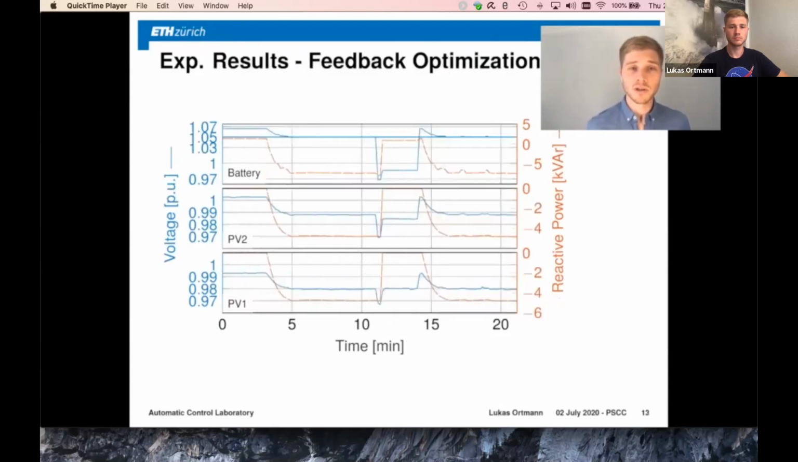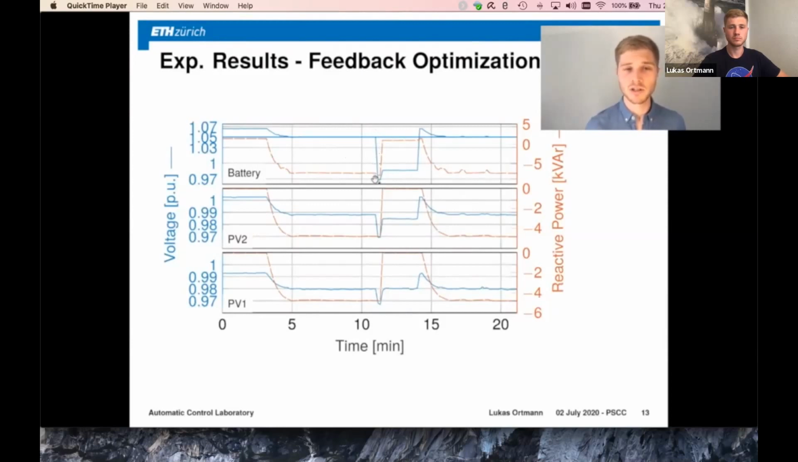Now we're going to take a look at what feedback optimization does. Again, at minute 3, we activate our controller. The battery sees this large over voltage, and within the lambda update, the battery starts integrating this voltage violation, which leads to all 3 inverters to lower their reactive power. And as long as there's an over voltage, we keep integrating this voltage violation in the lambda update, and this leads to the reactive power set points being lower and lower until we finally converge exactly to the threshold of the voltage band.